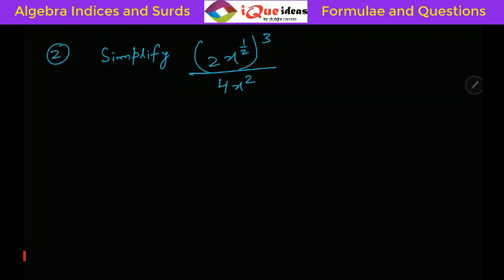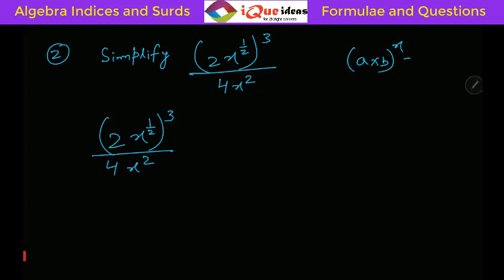Now this question says, simplify this expression, that is 2 into x to the power 1 by 2 raised to the power 3 divided by 4x square. Right, so we have done a rule wherein we say that a into b to the power x can be taken as a to the power x into b to the power x. So here we can separate the numerator like this, 2 to the power 3 into x to the power 1 by 2 to the power 3 divided by 4x square.